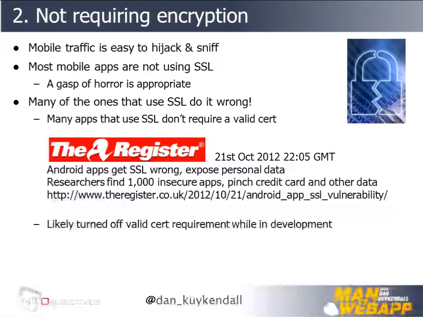All right, so the number 2 here is failing to require encryption. It's kind of scary, but when you start looking at traffic, you don't need to really do any SSL stripping or anything. A lot of mobile apps just send the traffic in plain text. So when I'm sitting man in the middle, I can see it all. I can grab session tokens, and now I'm them.